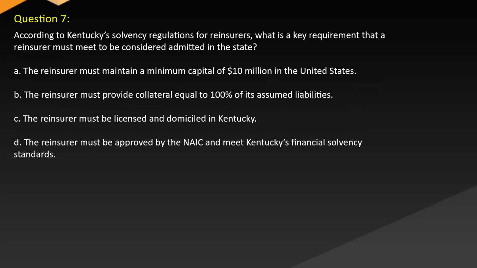Question 7. According to Kentucky's solvency regulations for reinsurers, what is a key requirement that a reinsurer must meet to be considered admitted in the state? A. The reinsurer must maintain minimum capital of $10 million in the United States. B. The reinsurer must provide collateral equal to 100% of its assumed liabilities. C. The reinsurer must be licensed and domiciled in Kentucky. D. The reinsurer must be approved by the NAIC and meet Kentucky's financial solvency standards.